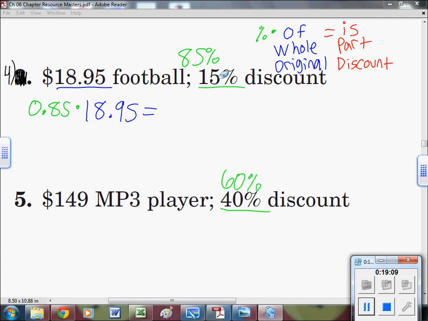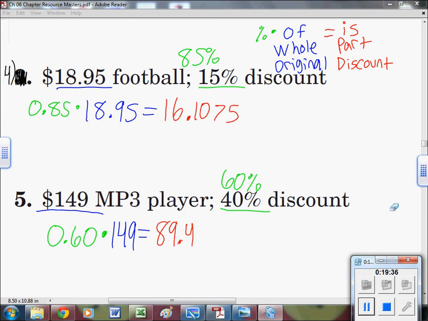And the next question, we're paying 60% of the original price because we did 100% minus 40. The original price was $149. So in this question, we're saying what is 60%? You can say 0.6 or 0.60 times 149. What does that equal? So now go back with your calculator and make sure that you can solve both of these. And that's what I'm about to do as well.